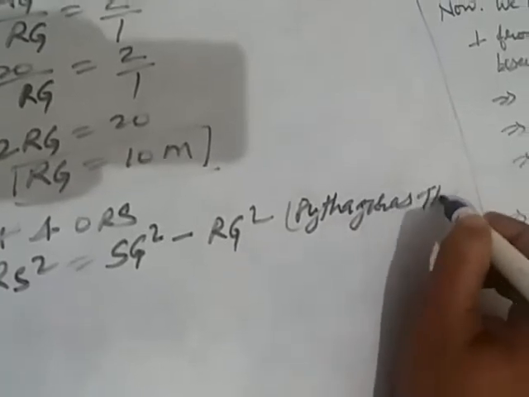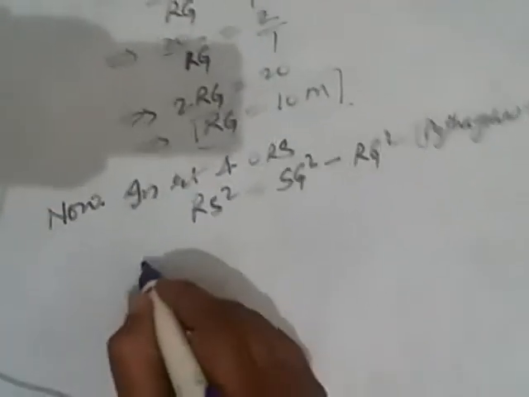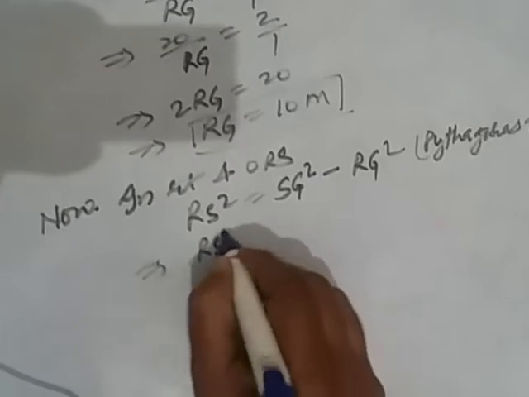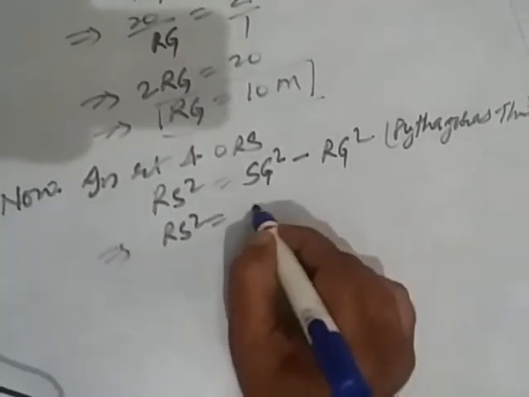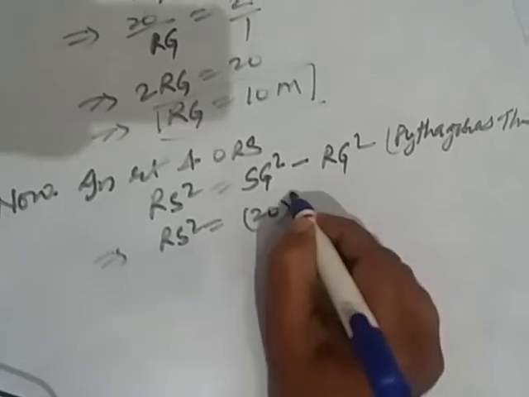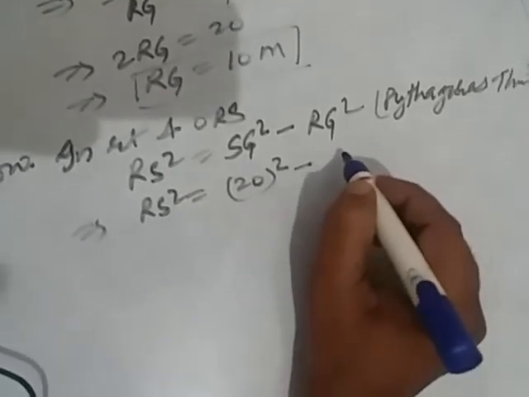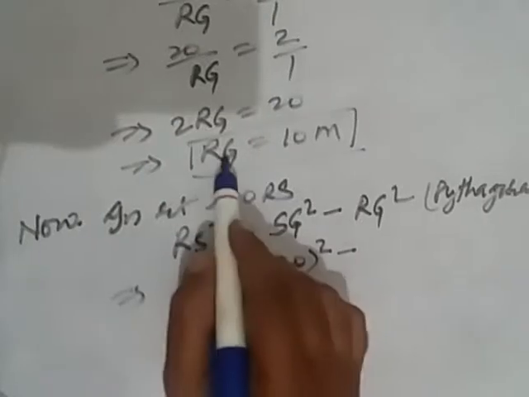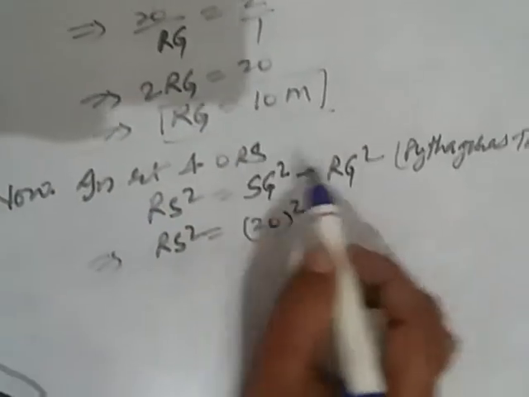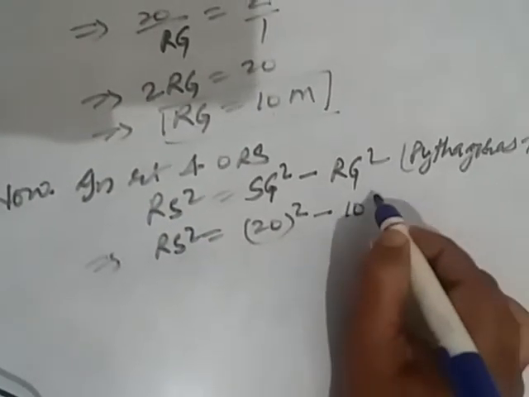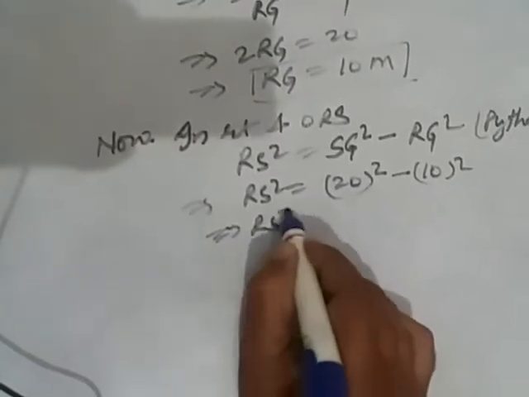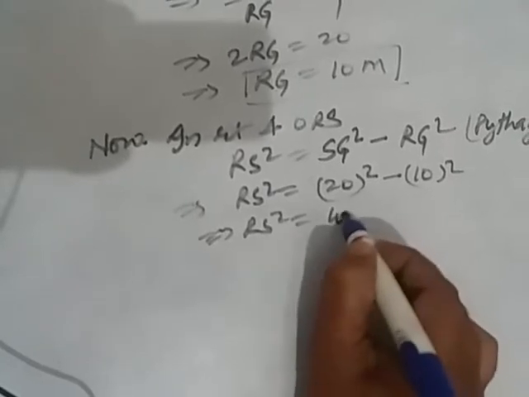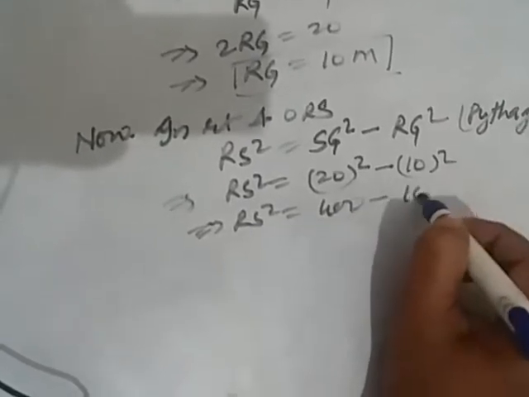Pythagoras theorem. Okay children, put the value. RS square equals SG, which is nothing but your radius minus RG. What is RG? RG we have found out to be 10 square. Okay children, this implies that RS square equals 20 into 20, that is 400, minus 10 into 10, that is 100.